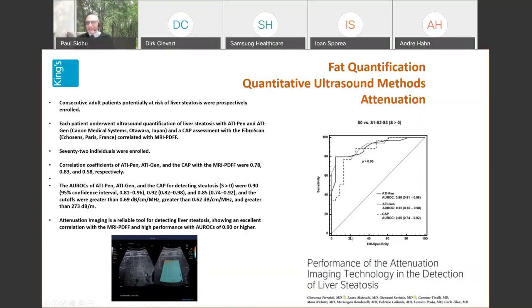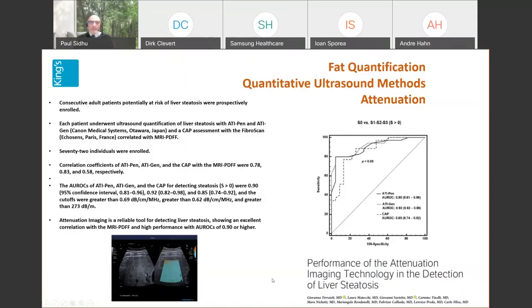So you've got to be sure that you use the same probe at the same frequency if you're following up these patients. And looking at that ROC curve, it shows you that the ATI and the ATI pen, which are the ultrasound-based attenuation values, outperform CAP, which is the FibroScan technique, in lower areas of steatosis. But they all more or less come together when you've got severe steatosis.